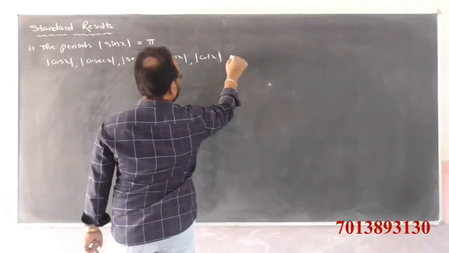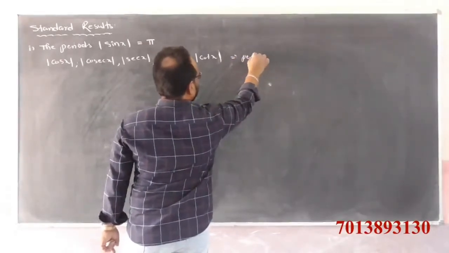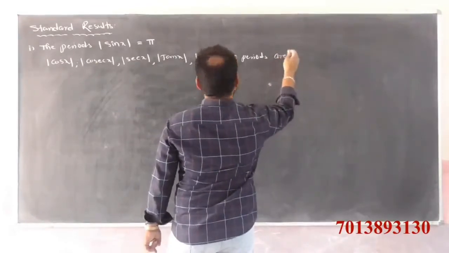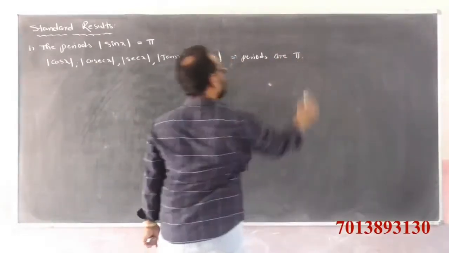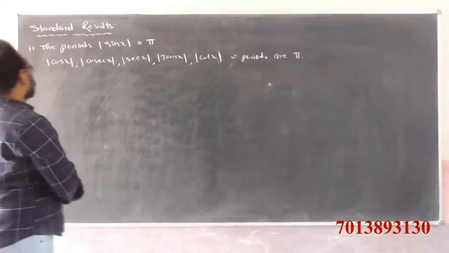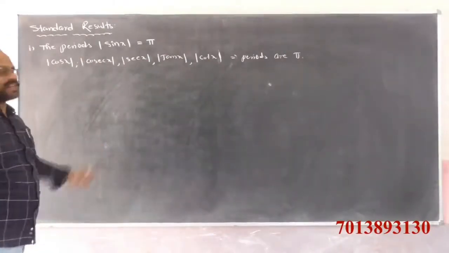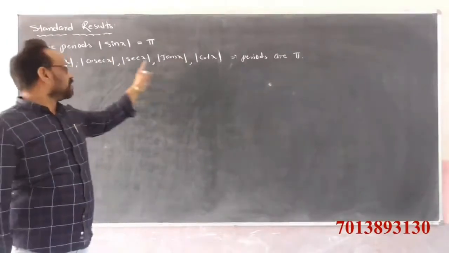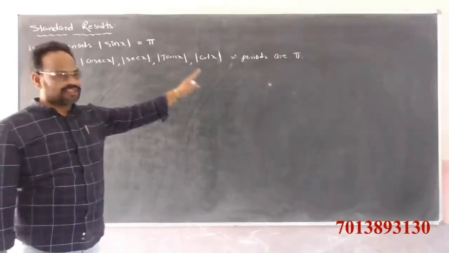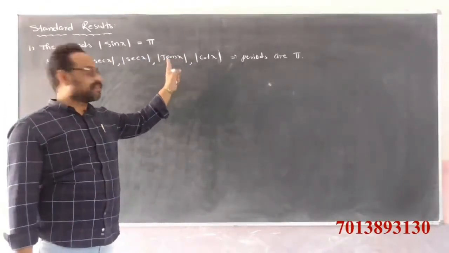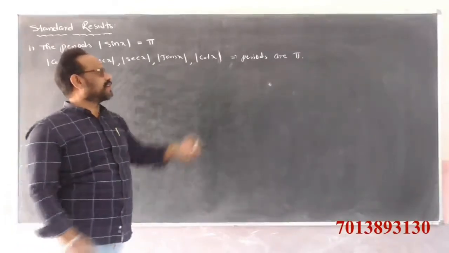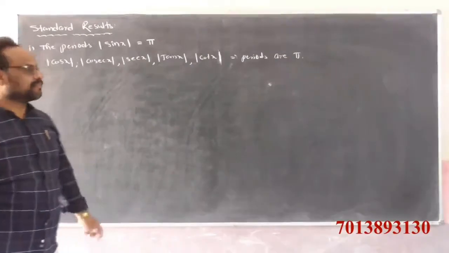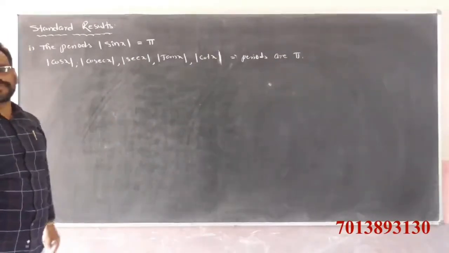Periods are clearly pi. So modulus of cos x, period how much? Pi. Modulus of cosecant x, period how much? Pi. Modulus of secant x, also pi. Modulus of tan x, also pi. Modulus of cot x also. Period how much? Periods are pi.